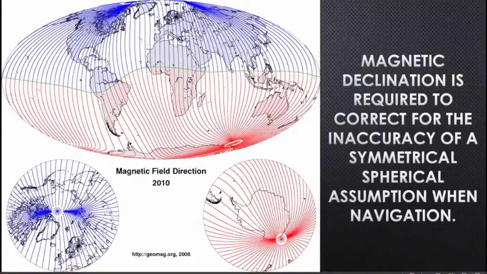Magnetic declination is required to correct for the inaccuracy of the symmetrical spherical assumption when navigating. As you can see in the south, it's not symmetrical to the north, which makes no sense on the sphere until you understand that the south is much bigger on the plane Earth, and they have to do this to account for the discrepancies, well documented by the world's governments as they initially explored in expeditions out south.